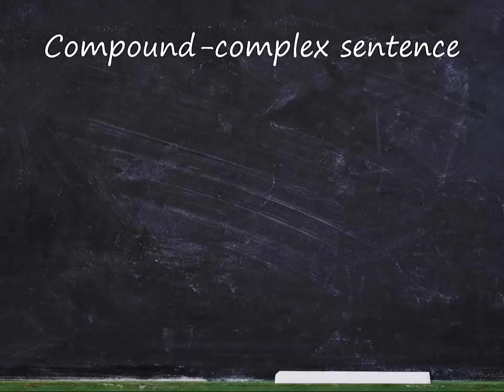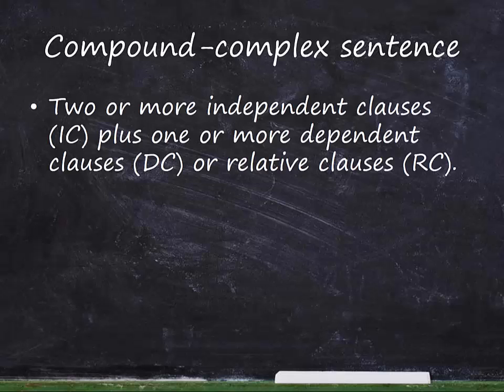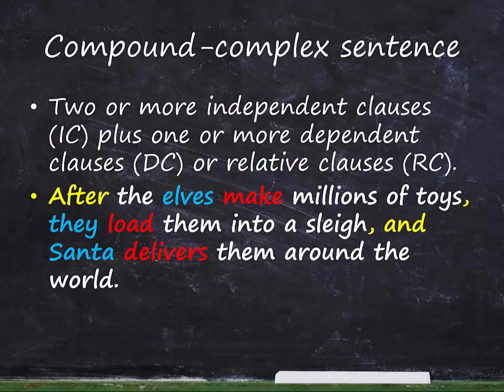Okay, remember that the complex sentence could only have one independent clause, while we could theoretically tack on as many dependent or relative clauses as we liked. Well, if you throw more than one independent clause in there, it becomes a compound complex sentence. Let's look at an example.